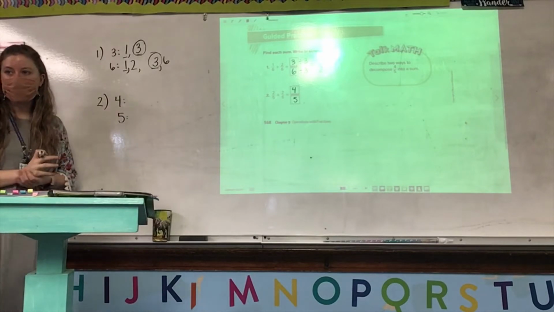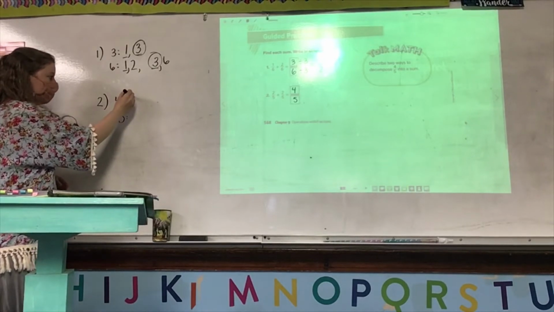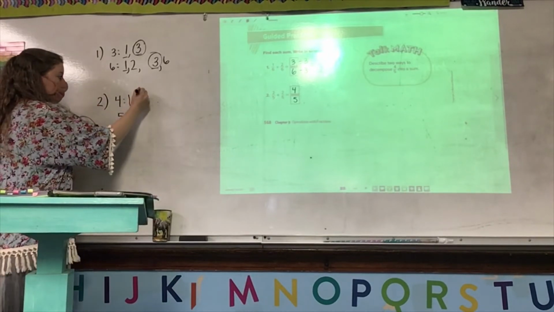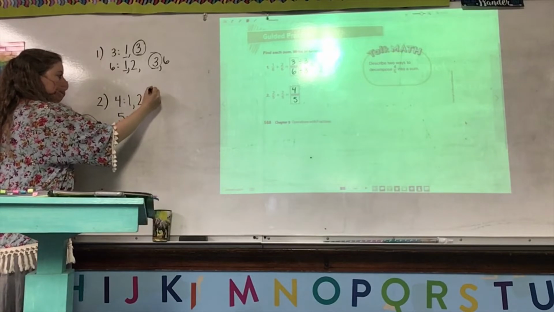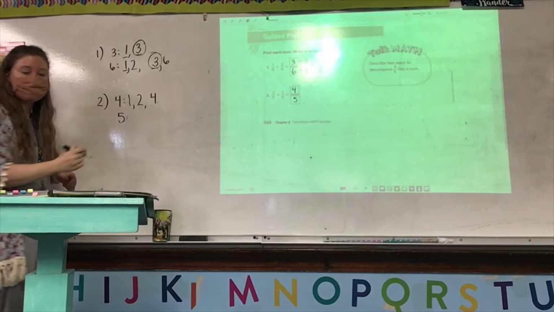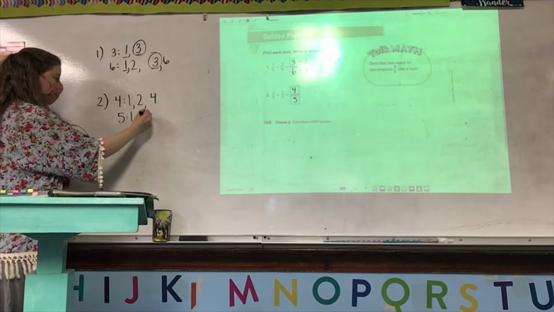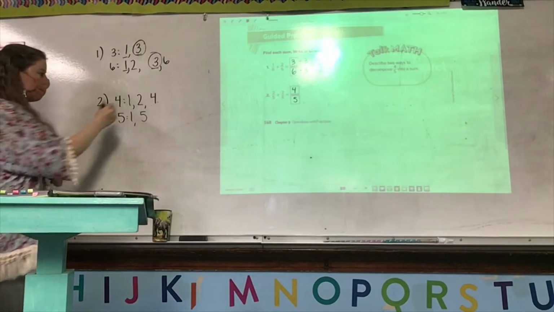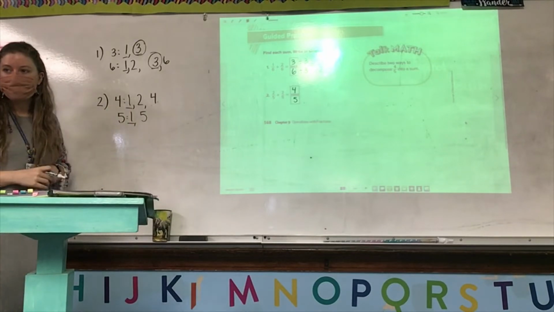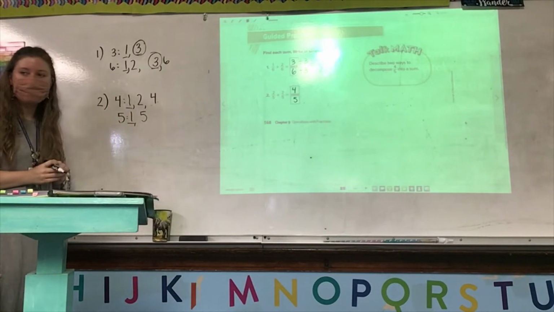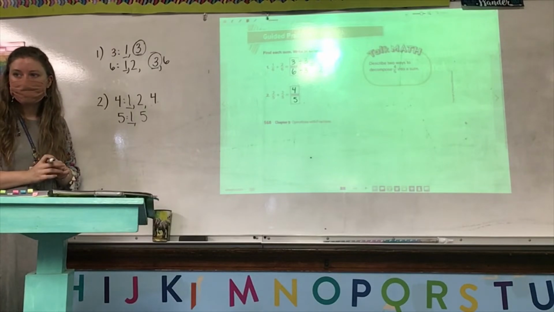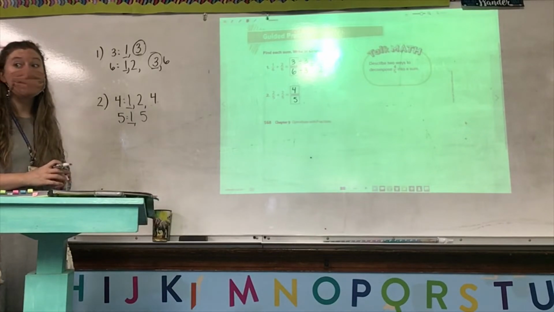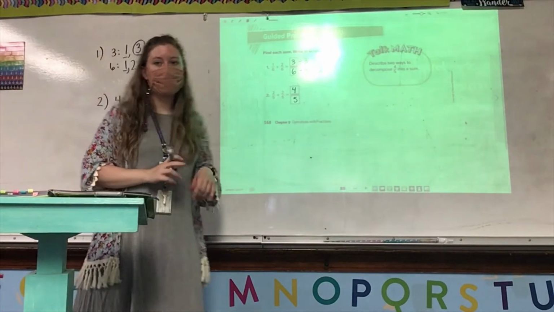Use that strategy. You can use that strategy in your head. Factors of 4: 1, 2, and 4. Factors of 5: 1 and 5. What are the common factors? 1. So the greatest common factor is 1, which means we divide. It's already in simplest form.